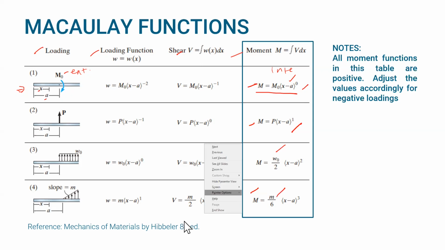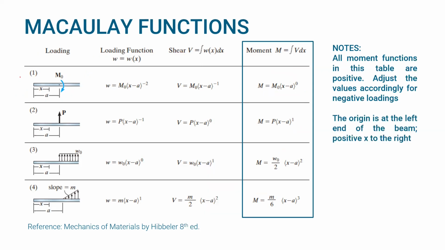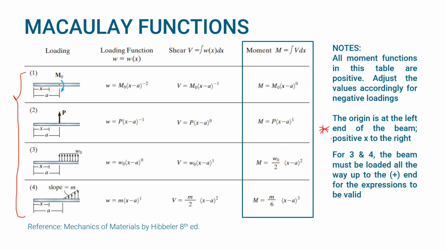The second thing that I want to emphasize is yung origin nito, as I said before, is nasa left end and that positive x to the right. This is very important kasi makikita nyo mamaya kung bakit. For 3 and 4, yung beam natin should be loaded all the way up to the positive end for the expressions to be valid. And then lastly, ano ba ibig sabihin ng angular brackets? Ibig sabihin na angle brackets, kapag yung nasa loob is negative or 0, then 0 na yung term natin.